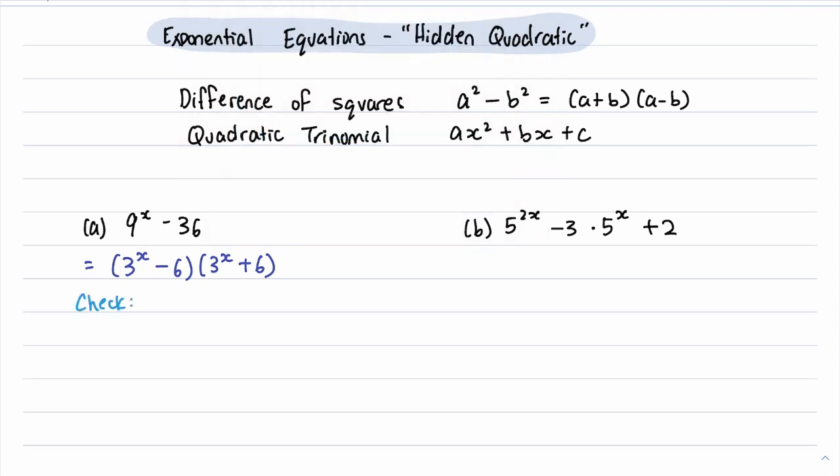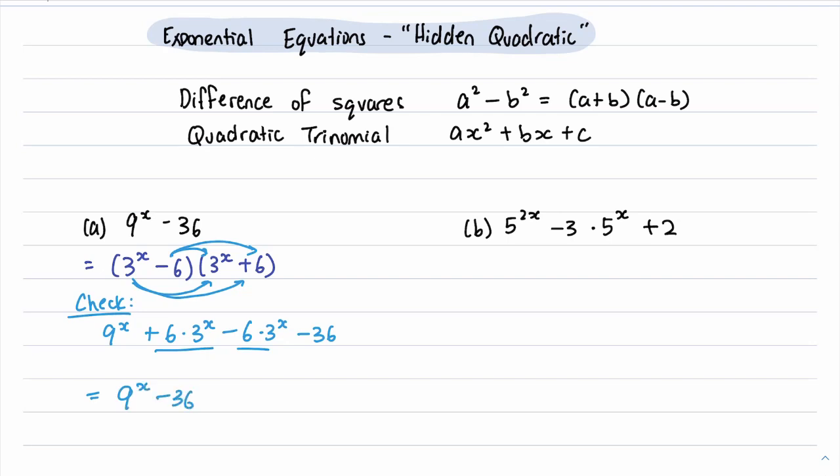So we're going to multiply the 3 to the power of x with the 3 to the power of x. That gives us 9 to the power of x. Then the 3 to the power of x times 6 gives us 6 times 3 to the power of x. Then we have the minus 6 times 3 to the power of x. And finally, we have the minus 6 times positive 6, which gives us minus 36. We can see the middle terms cancel out to become 0, leaving us with 9 to the power of x minus 36 as our final answer.